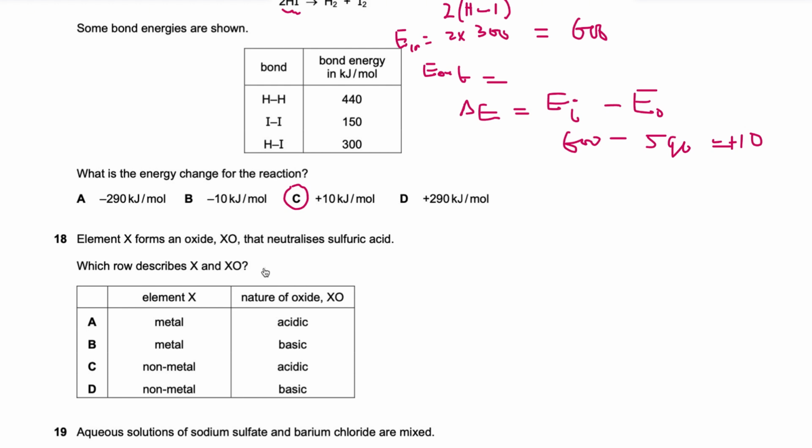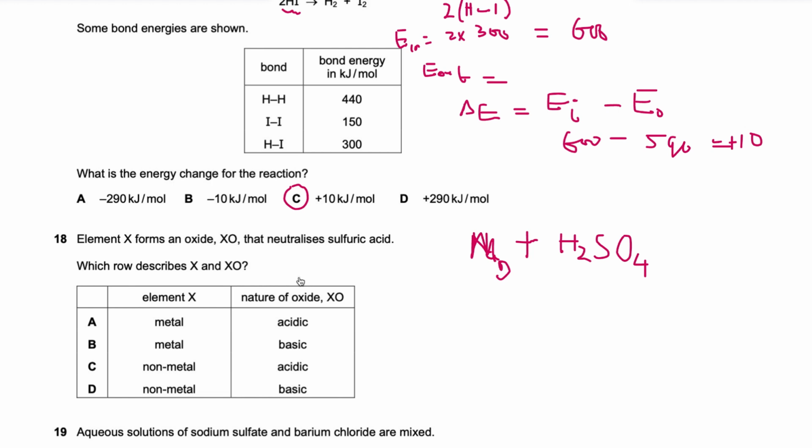It means X, if it neutralizes an acid, is a metal. You know, sulfuric acid reacts with metal. One of the characteristics of metal is that they can react with acid to produce what? To produce salt and hydrogen gas. So it's a metal. Let's say, for example, let's assume it's magnesium. You get magnesium sulfate and hydrogen gas, right? So which means it's a metal.